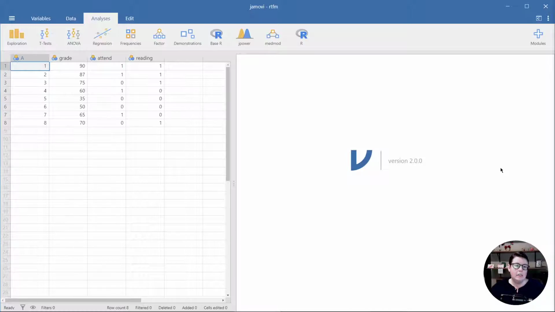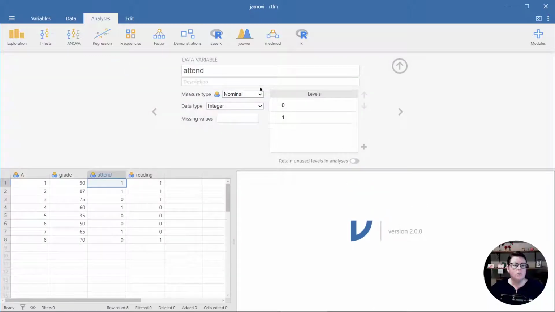Let's use this example from the LSJ dataset, the RTFM dataset. I'm not really sure why it has that name, but we have two independent variables: whether or not they attended lectures and whether or not the student actually read the textbook. So 1, they did it. 0, they didn't. Let's see if there's more information in here.